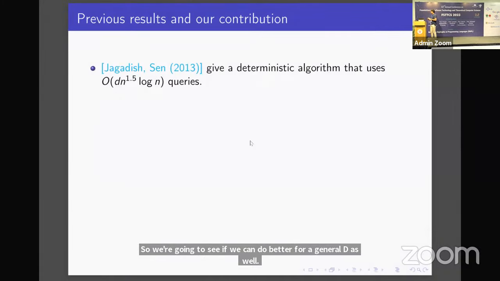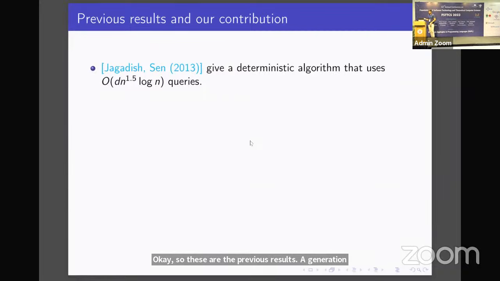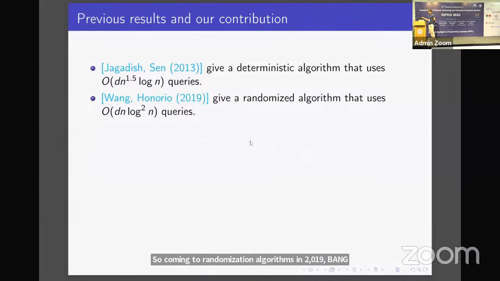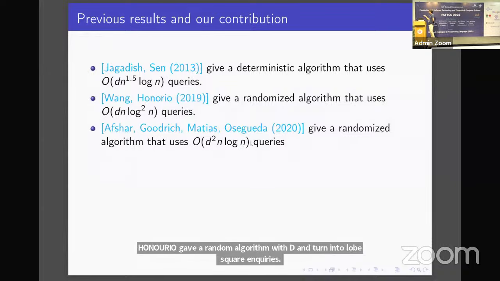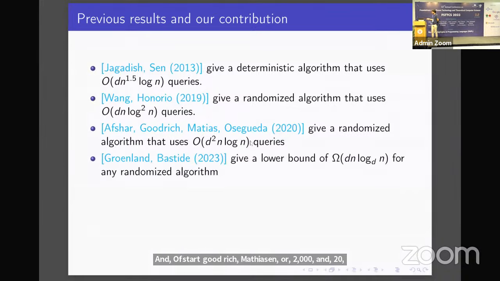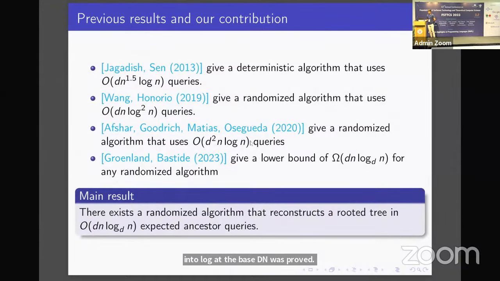Okay, so these are the previous results. Jagdish and Sain in 2013 gave a deterministic algorithm that uses d into n to the 1.5 into log n queries. And note that this is not even optimal for d equal to 1, right? And to this date, nothing better in the deterministic domain is known. Coming to randomized algorithms, in 2019 Wang and Honorio gave a randomized algorithm with d into n into log square n queries. Afsar, Goodrich, Matthias, and Oseguera in 2020 gave an algorithm that uses d square n log n queries. And very recently, a lower bound of d into n into log at the base dn was proved. And our result is a matching upper bound. We are going to give a randomized algorithm that takes order d into n into log at the base dn queries.